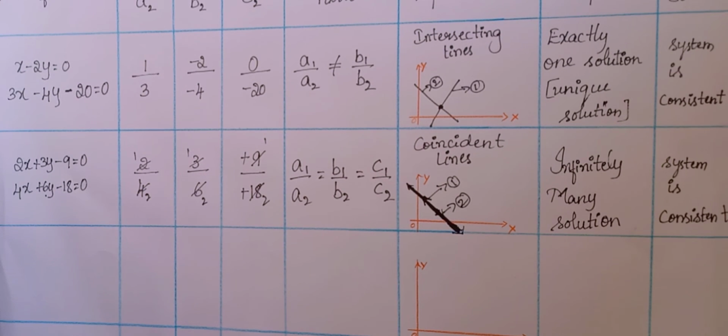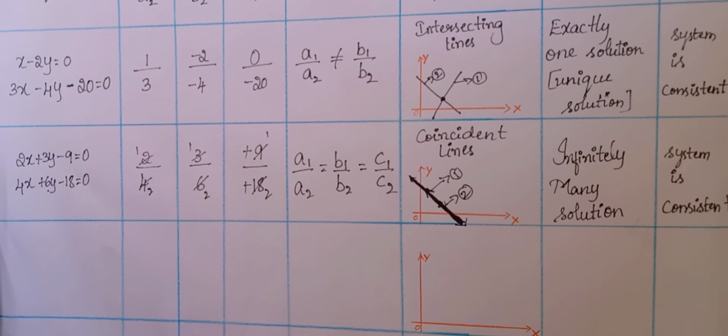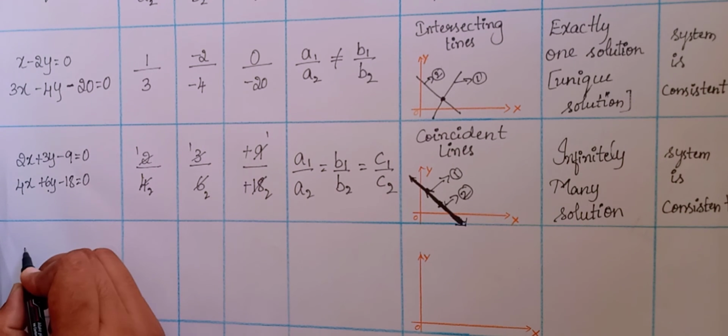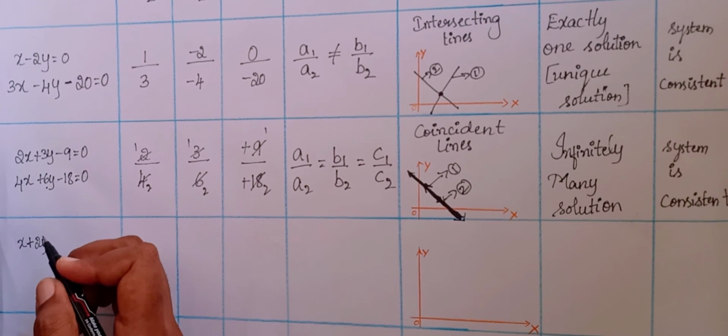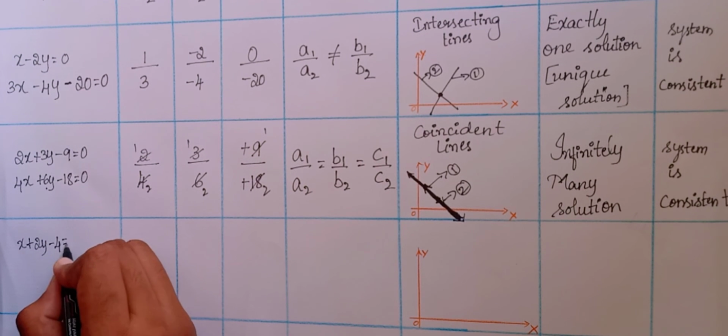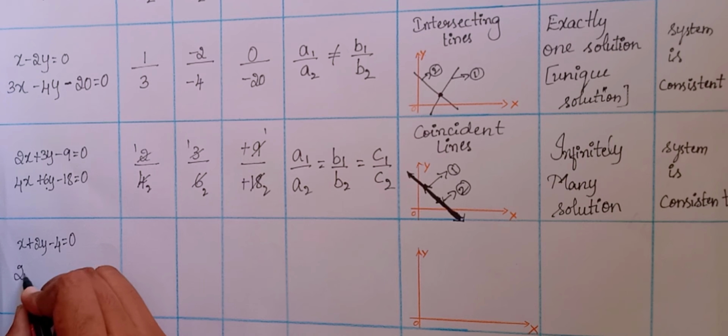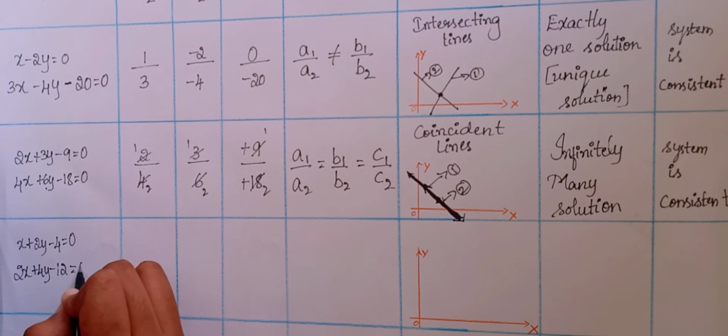Now we will see the third one. I take another question now. For the third one the question is x plus 2y minus 4 equals 0 and 2x plus 4y minus 12 equals 0.